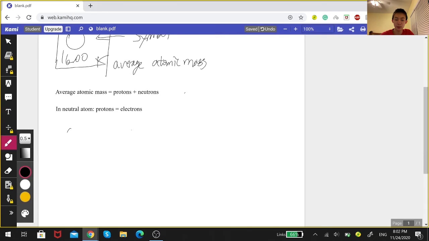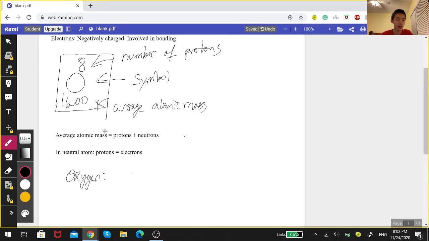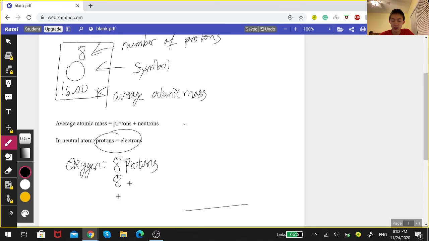So let's do an example with oxygen. How many protons does oxygen have? You look at the top number, you can see it has 8 protons. Electrons equal protons in a neutral atom. All the elements on the periodic table are neutral, so it has 8 electrons as well.